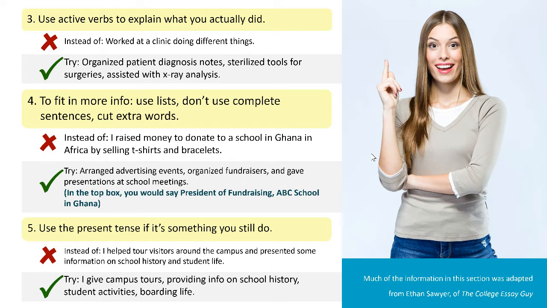Use the present tense if it's something you still do. So instead of saying, in past tense, "I helped tour visitors around the campus and presented some information on school history and student life," if you're still giving those tours, you would say "Give campus tours, providing info on school history, student activities, and boarding life," if it's a boarding school or something. So something like that, but you want to use present tense if it's something you are still doing.